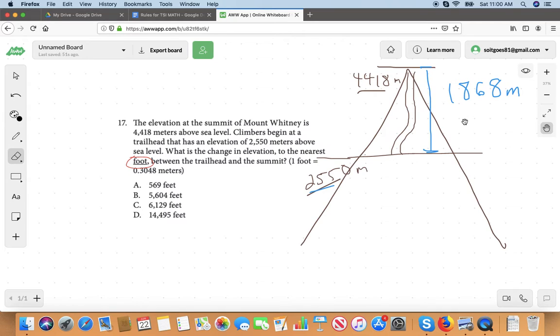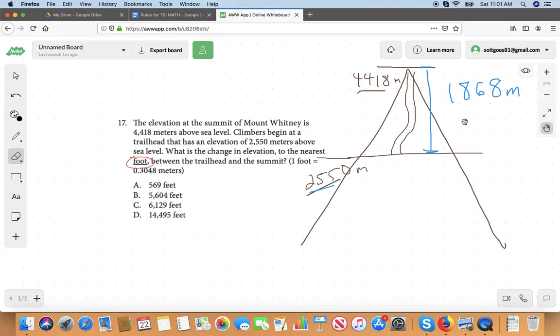Now notice the question isn't asking us for the change in elevation in meters. We've already got that figured out. The question is, what's the change in elevation in feet? A couple of ways to approach this. We can approach it by doing unit conversion, and we're going to do that, but first, let's look at this logically.